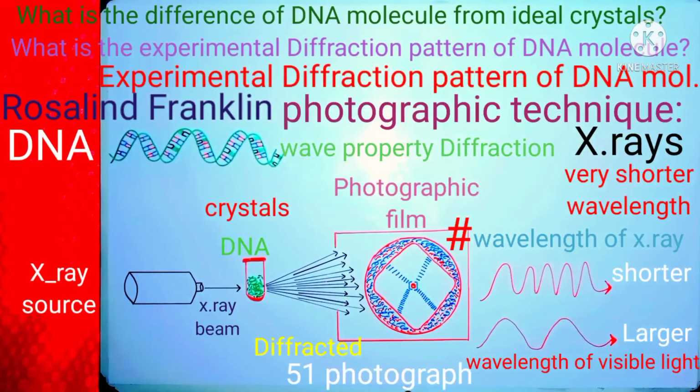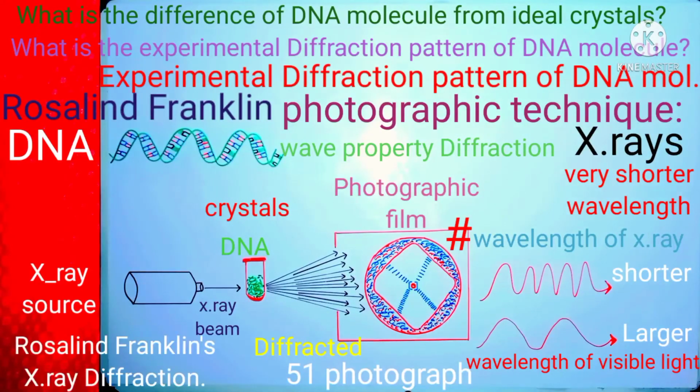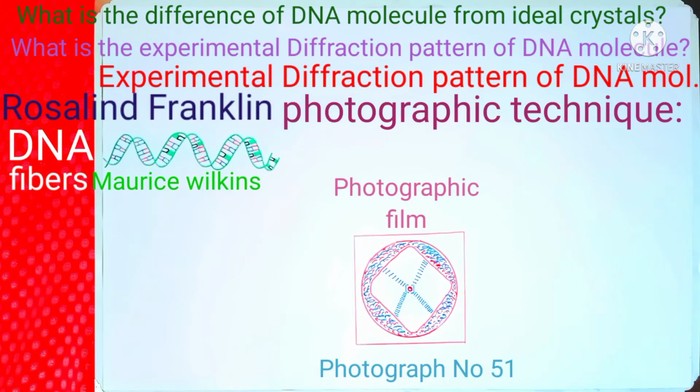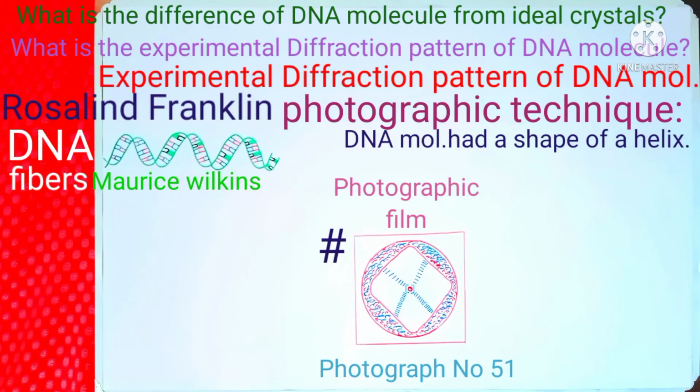This is the image of Photograph 51, Rosalind Franklin's X-ray diffraction pattern. Rosalind Franklin prepared this X-ray diffraction pattern of DNA in the laboratory of the British biochemist Maurice Wilkins, who prepared DNA fibers for her. She obtained many different photographs, of which Photograph 51 is the most important. Her X-ray diffraction pattern suggested that the DNA molecule had the shape of a helix like this. That is the first point.